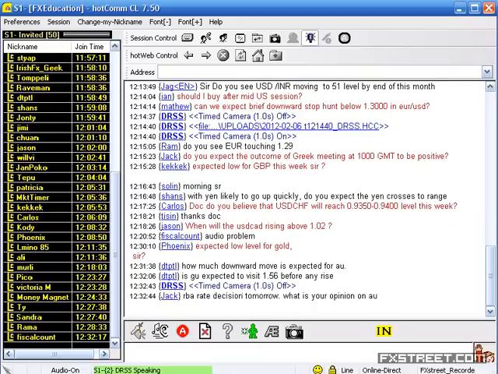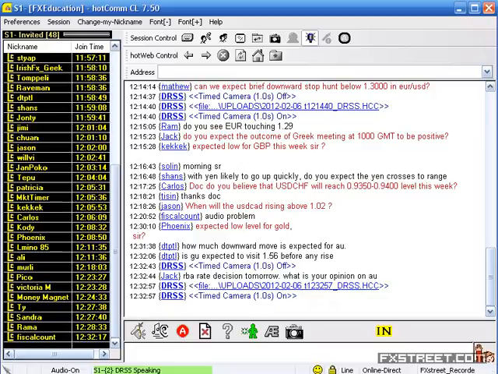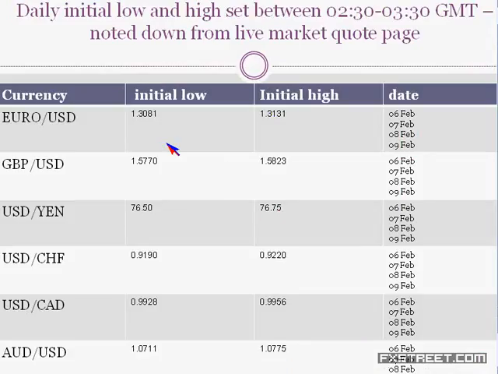So let me go back to the PowerPoint presentation and explain. RBI rate decision tomorrow, what is your opinion? They are not expected to cut the rate, to my understanding, even though the market is expecting it. And that could act as a trigger, and tomorrow you could come across the Australian dollar going up.